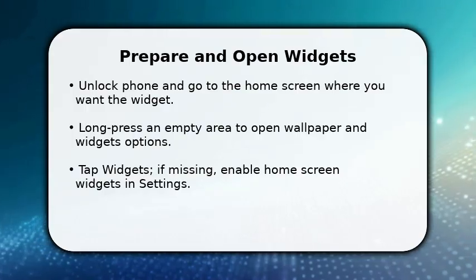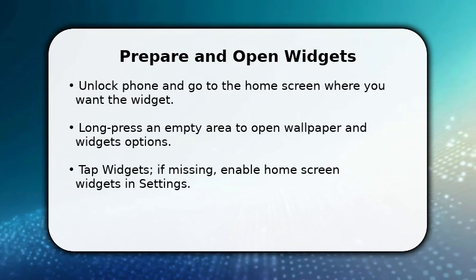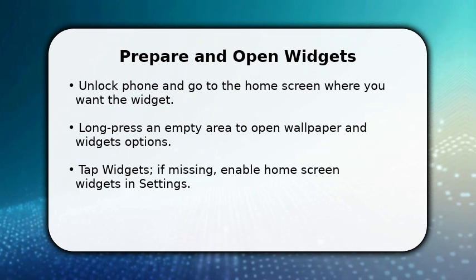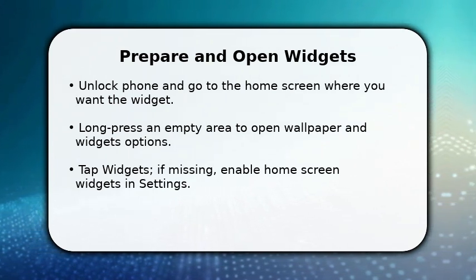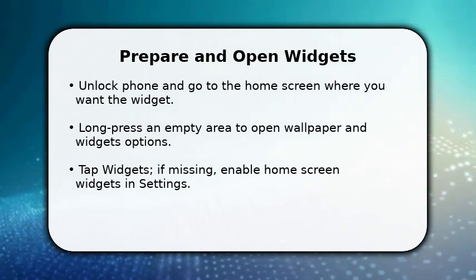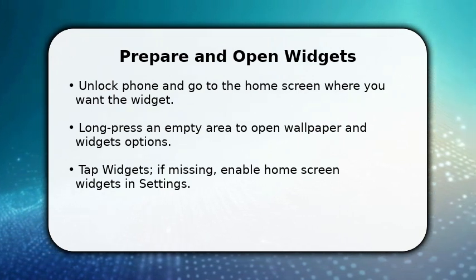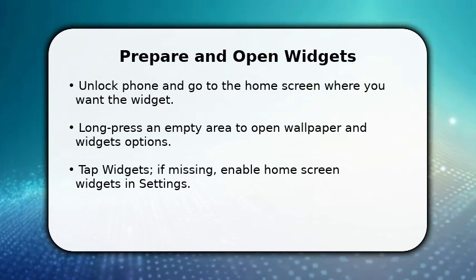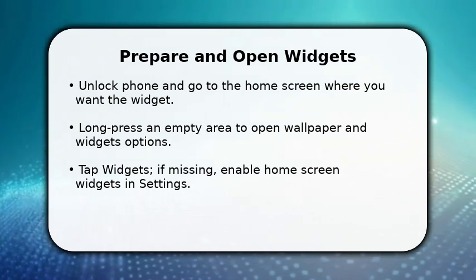You start by getting the environment ready: unlock the phone and stand on the exact home screen page you want the widget. Once there, long press an empty area to reveal the widget's menu and wallpaper controls. This is faster than opening app menus. Make sure widget support is enabled in settings if the widgets panel doesn't appear.